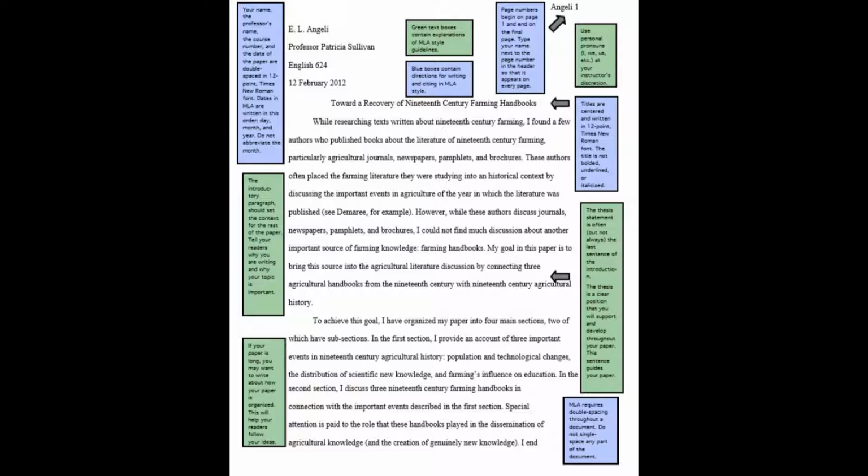Up at the top, you'll notice that the person that wrote this paper has their last name and the page number. You'll probably notice by now that there are blue and green text boxes. So in the green text boxes, you'll see that it has explanations for MLA style guidelines. The blue boxes contain directions for writing and citing in MLA style.